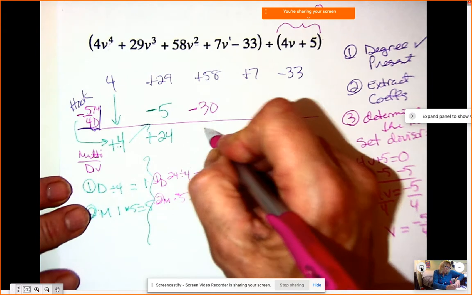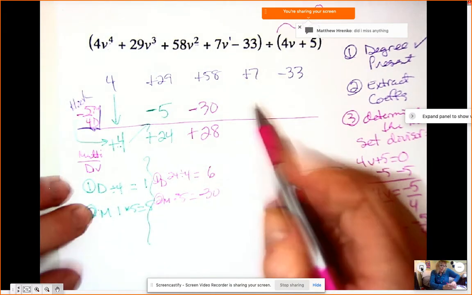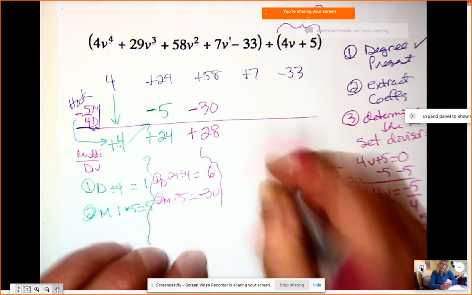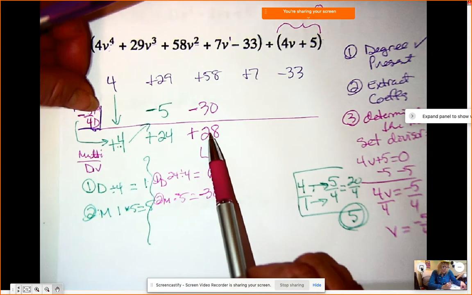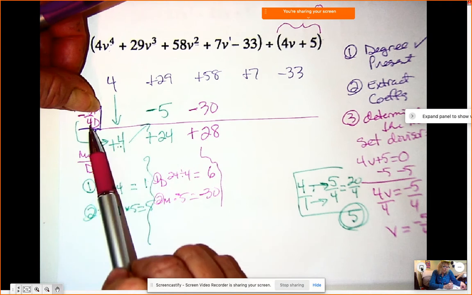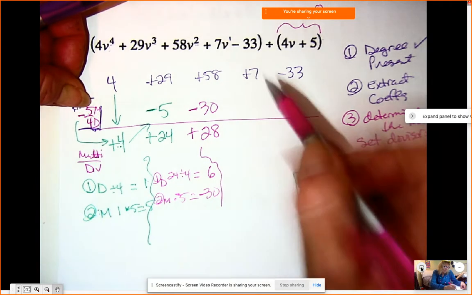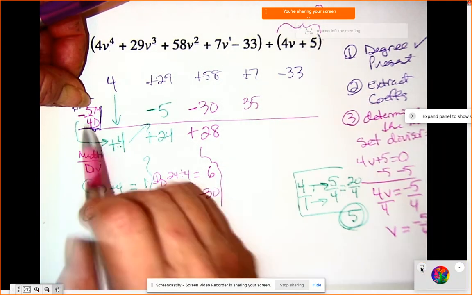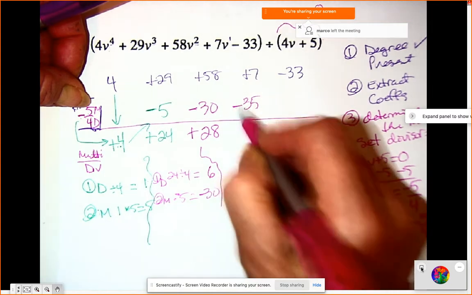Now you still combine the same way. It looks like I'm going to get a 28 here. Okay, I'm not even going to write all of these steps. I want you to kind of do it in your head. 28 divided by 4 is 7. 7 times 5 is 35. Let's deal with the sign. A negative times a positive is a negative.